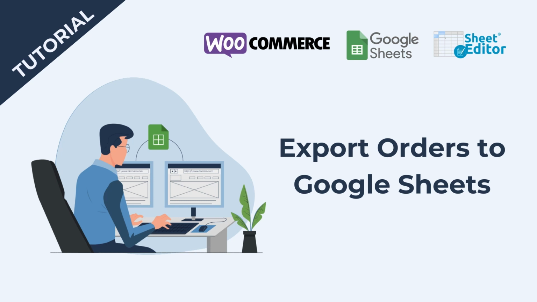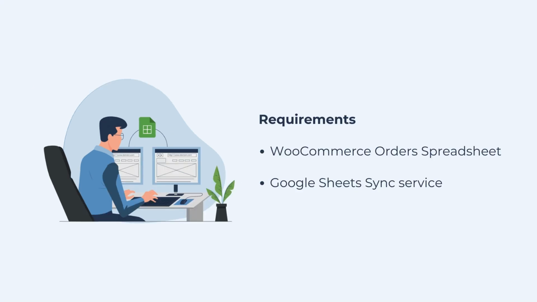Welcome to this video, in which we will see how to export WooCommerce orders to Google Sheets. We will use the WP Sheet Editor plugin for WooCommerce orders and the Google Sheets sync service, provided by WPSheetEditor.com. This service works with all WP Sheet Editor spreadsheets and allows you to export and import content between your WordPress sites and your Google Sheets account. You can export and import custom fields added to your WooCommerce orders.